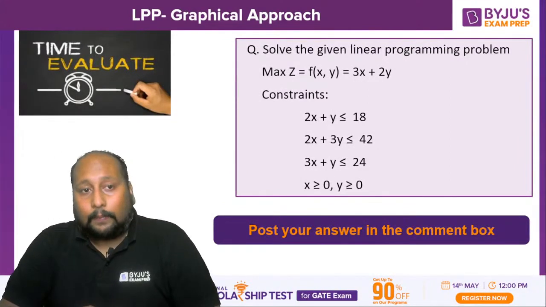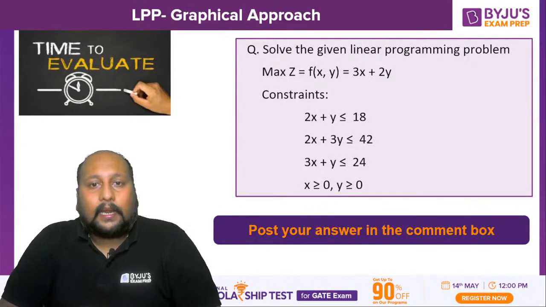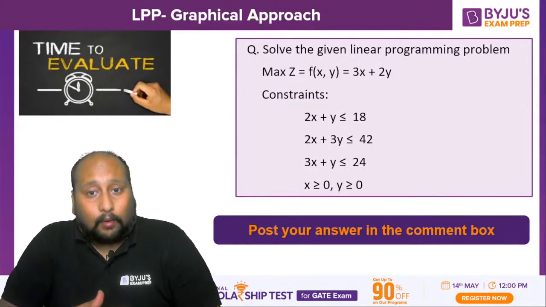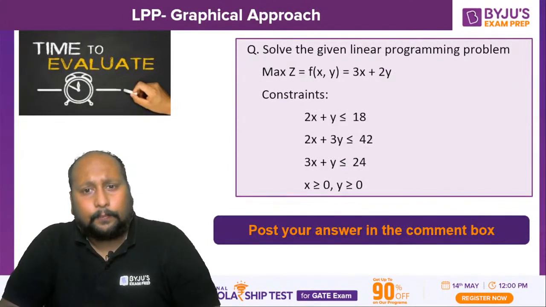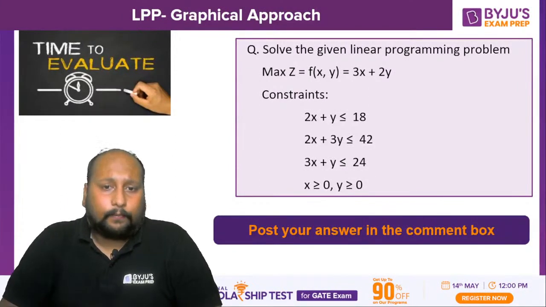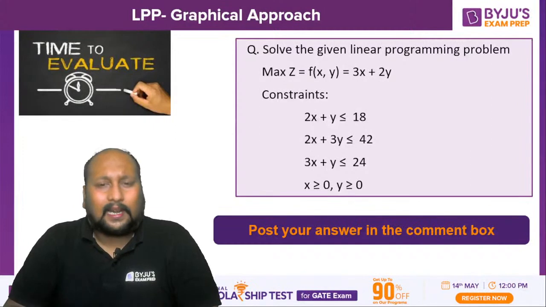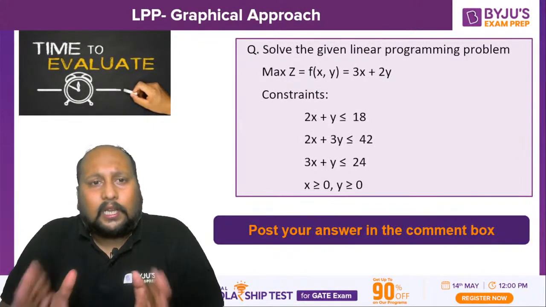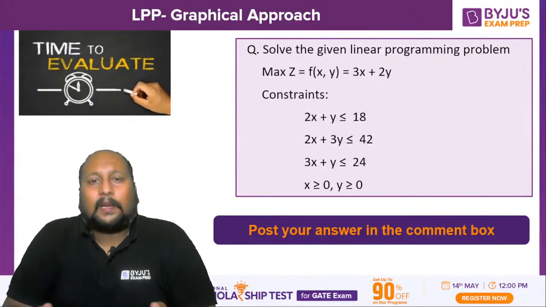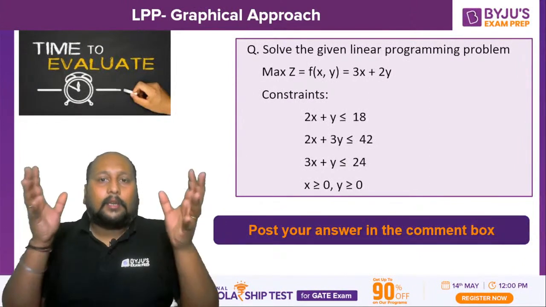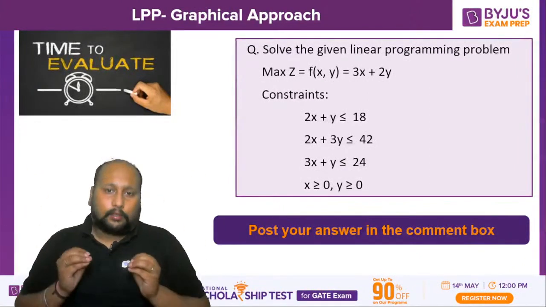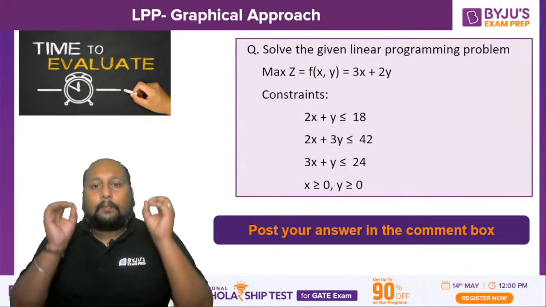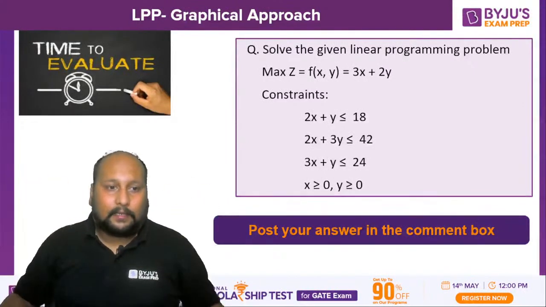And if you have understood this, I'll be giving you one task, that is time to evaluate yourself. I'm giving you a question: solve the given linear programming problem. It is already mentioned, we have a maximization of the objective function and some constraints are given. It's not a previous year question, it's a random question. If you have understood this graphical approach, try to solve this question and post your answer in the comment section.